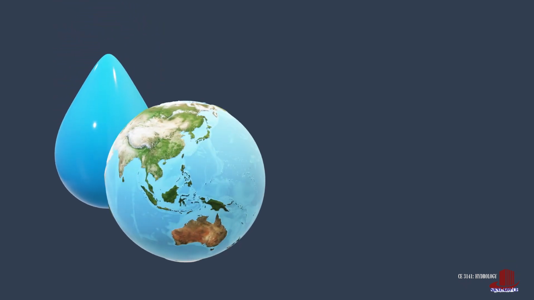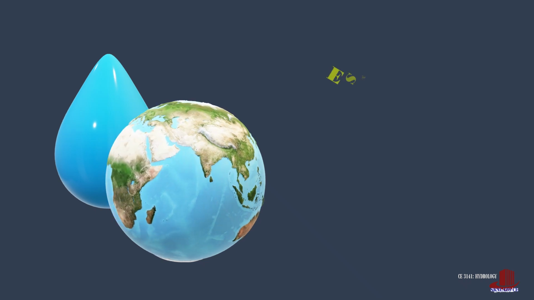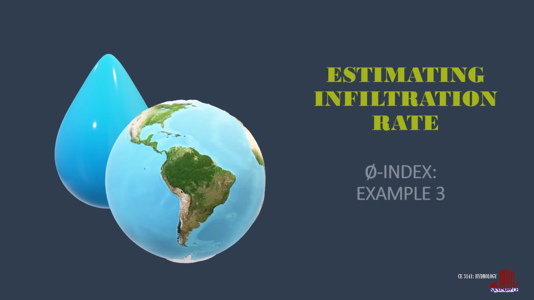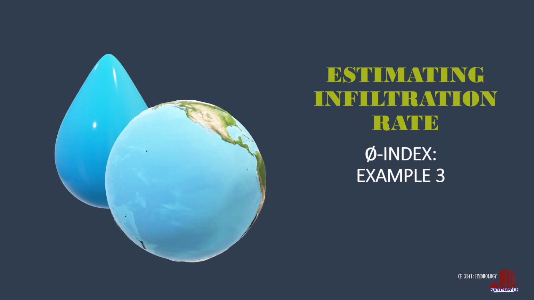There isn't a standard table used to identify the rainfall intensity for the Phi index. Check this next example here in hydrology.